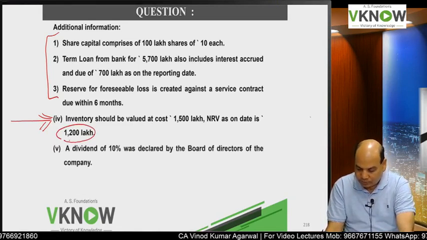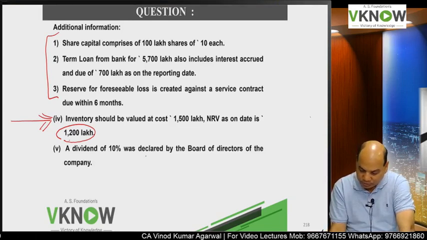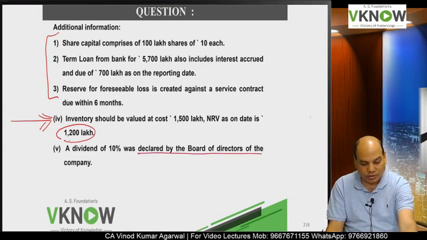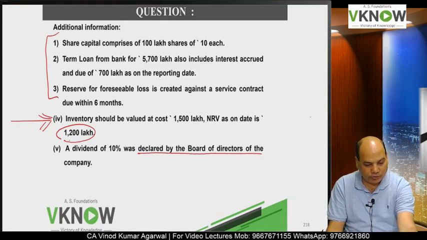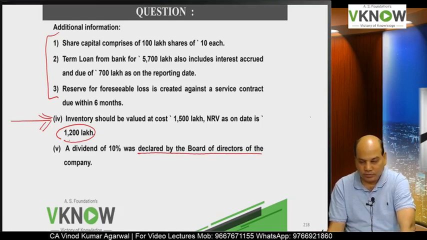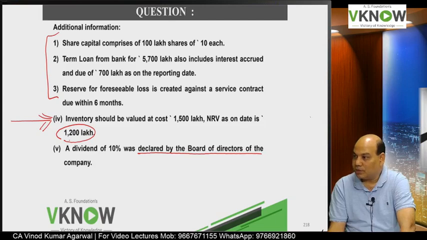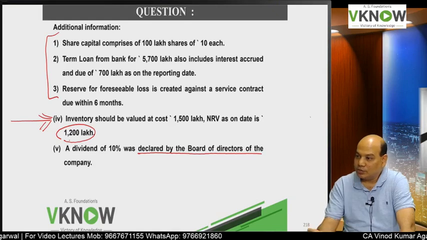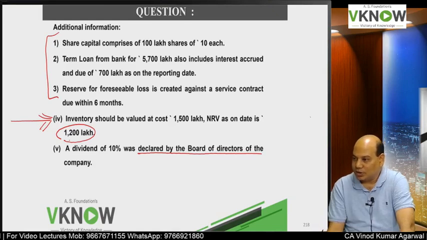A dividend of 10% was declared by the board of directors of the company. Declared by the board of directors. This question itself has an error. What is the date of declaration of dividend? It is not given. If it was declared on or before the end of the year, then it is a liability. If it is declared after the balance sheet, then it is a liability of the next year. It will only be disclosed in that case.